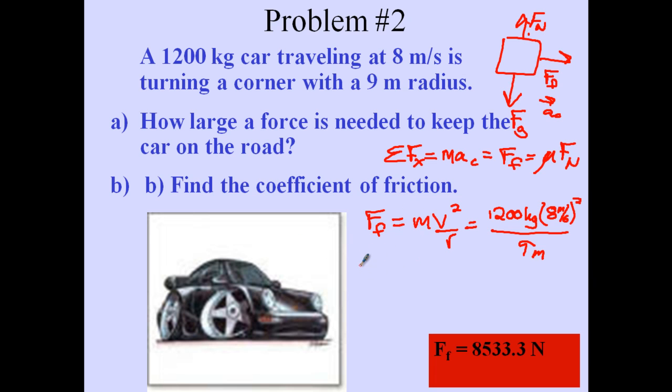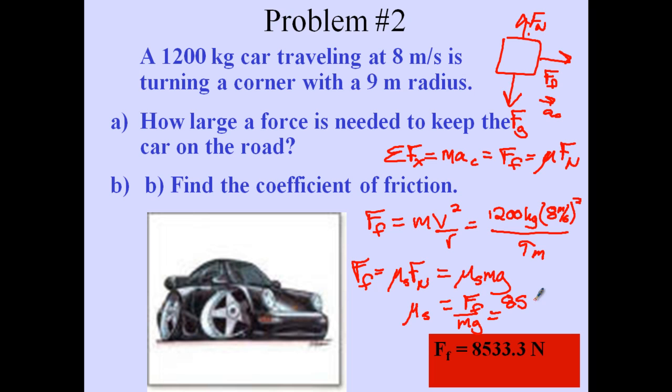So to find our coefficient, we need to do F_f equals our mu sub s times our normal force. If we do our y direction stuff, we'll find out that our normal force is just our weight. It's the only two forces acting in the y direction. So our normal force is going to equal our mass times gravity. So we solve this for mu sub s, and mu sub s equals our frictional force divided by mg.